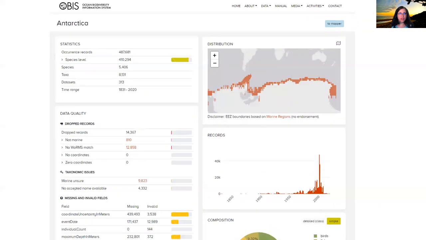And finally, another example is the large marine ecosystem Antarctica, which has nearly 500,000 occurrence records and comes from 313 data sets that are providing those observations. So if we're going to understand holistically these areas, we're going to need to integrate observations from different researchers, from different projects over time in order to get a really well-rounded understanding of the biodiversity in these areas.